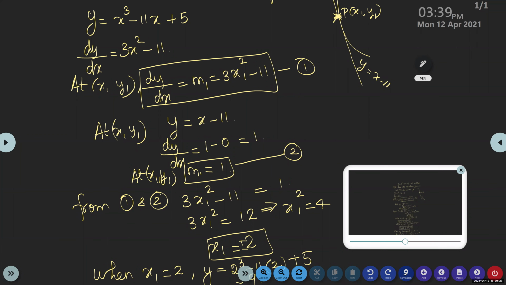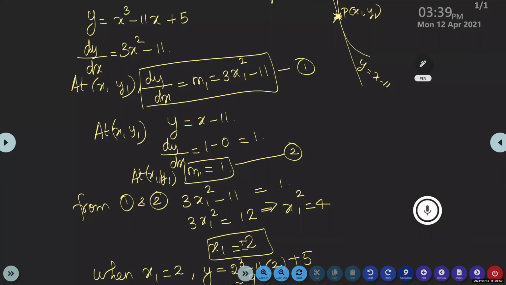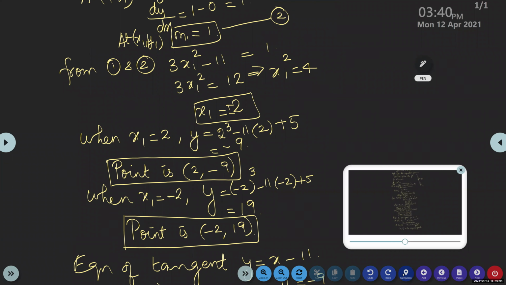Is it clear, Aditya, up to this? After finding this x, what did we do? We substitute in the equation of the curve, y is equal to x cube minus 11x plus 5, and we find the values of y. So we are getting two points, 2 comma minus 9 and negative 2 comma 19.